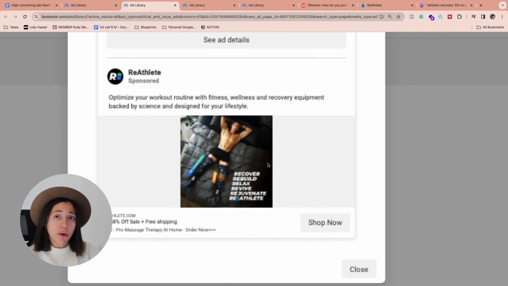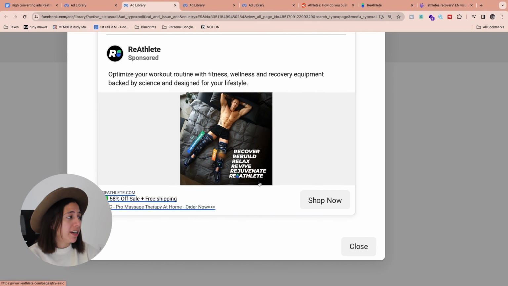This one is a photo ad. I think photo ads work extremely well. You can really start your journey with photo ads. And you can see over here, recover, rebuild, relax, revive, rejuvenate, and re-athlete. With an athlete just absolutely relaxing and recovering.